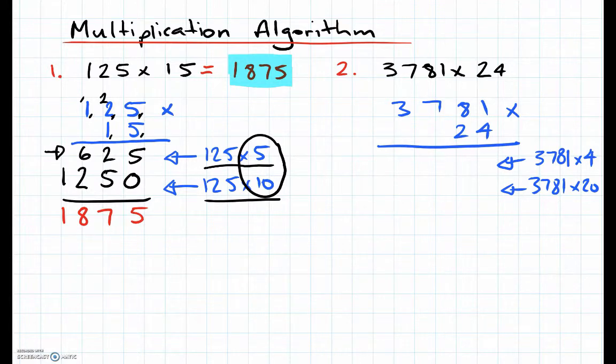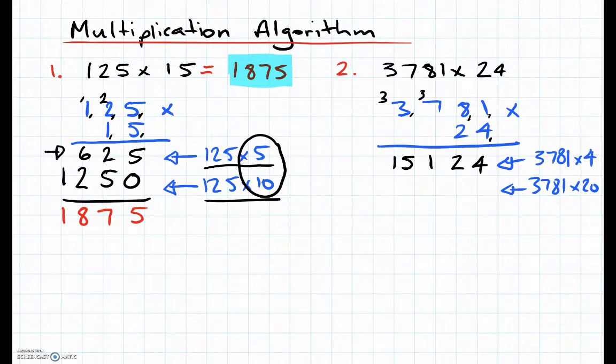So I begin by multiplying 4 by 1, which gives me 4. Then 4 by 8, which is 32, carry the 3. 4 times 7 is 28, plus the 3 is 31. And then 4 times 3 is 12, plus 3 is 15. And that is what 3,781 times 4 is.